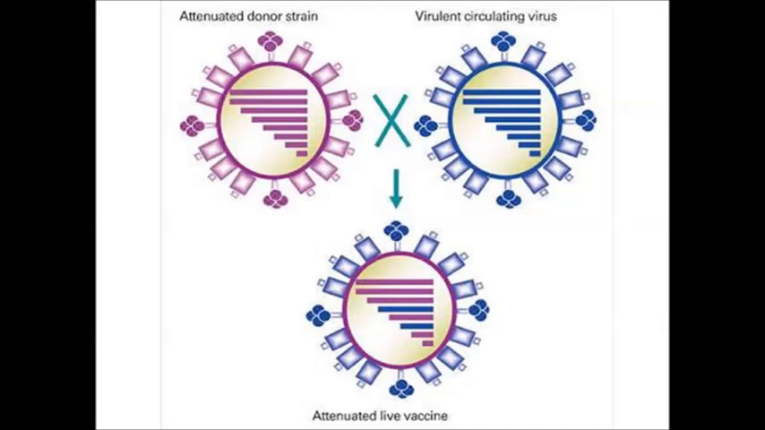Live attenuated vaccines contain a version of the living microbe that has been weakened in the lab, so it can't cause disease. The approach has been used to create a vaccine against the bacterium that causes cholera, Vibrio cholerae, although the living cholera vaccine has not been licensed in the United States.